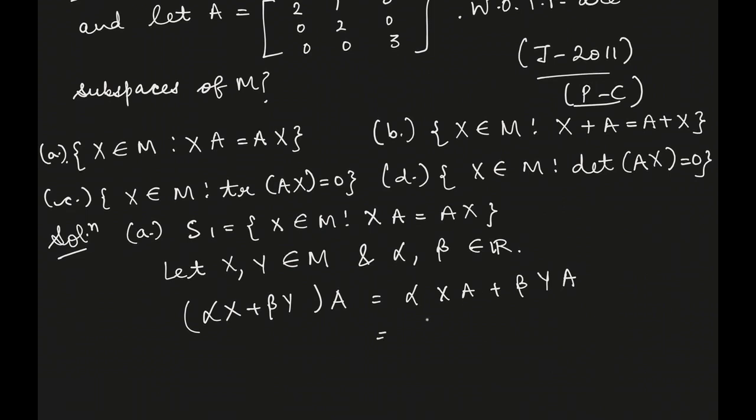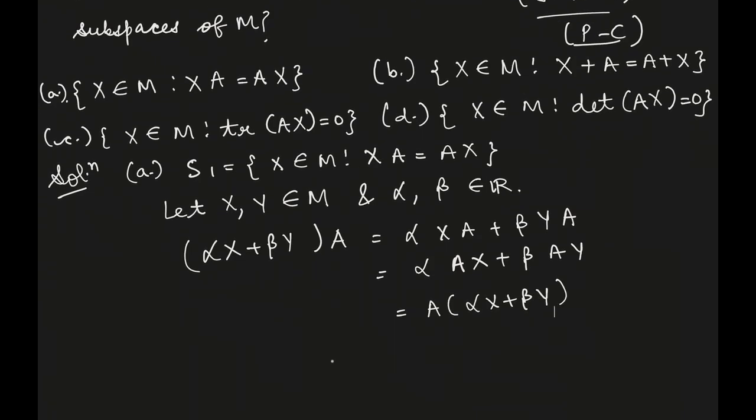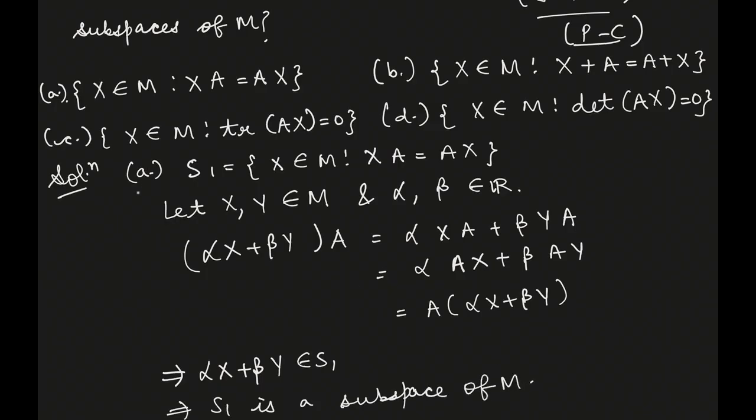Alpha xa, alpha ax plus beta ay. I can take a common, alpha x plus beta y. So alpha x plus beta y belongs to S1. So S1 is a subspace of M. Option A is correct.